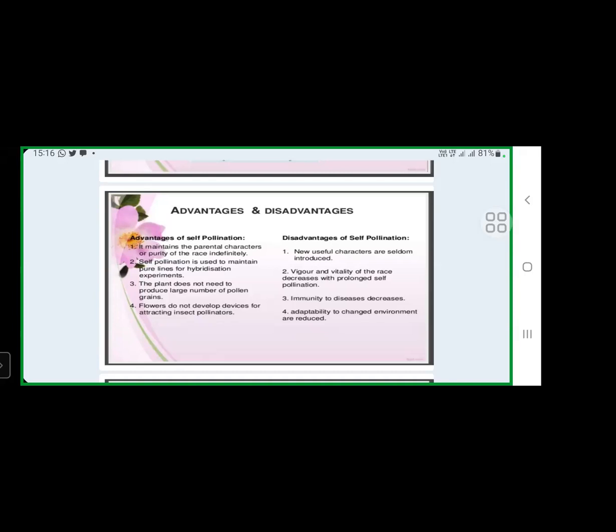As an advantage, the plant does not need to produce a large number of pollen grains. And in disadvantages, immunity to diseases decreases. In advantages, the flowers do not develop devices for attracting insect pollinators. As a disadvantage, the adaptability to a changed environment is reduced. So these three or four are the advantages and disadvantages of self-pollination.